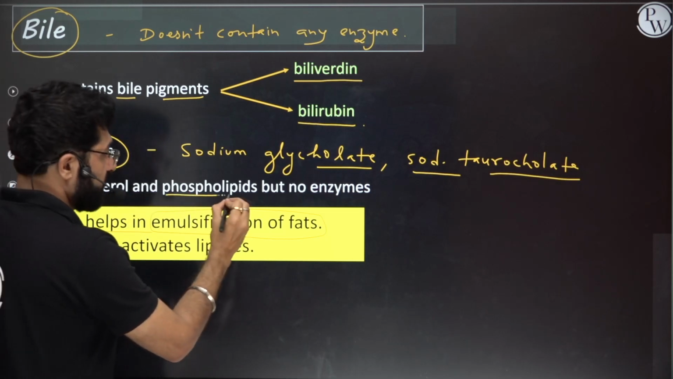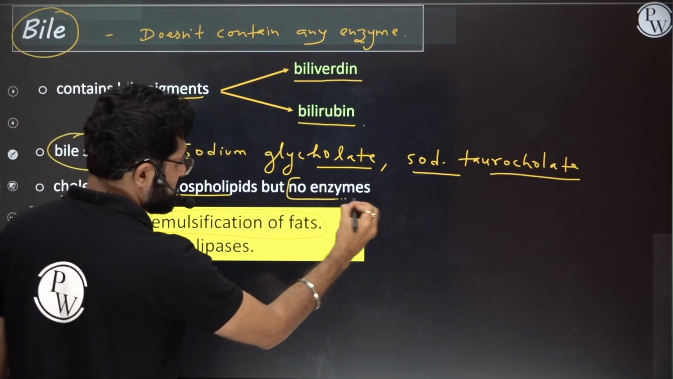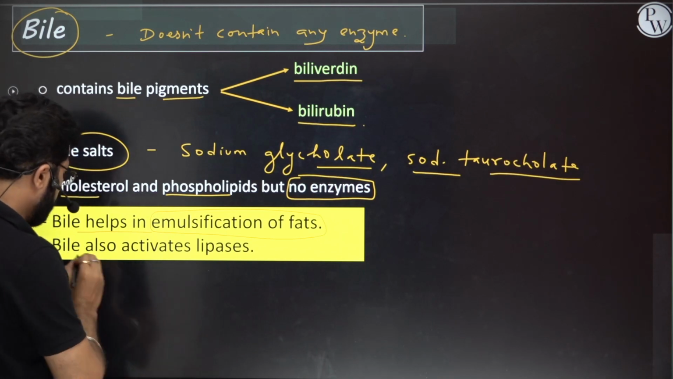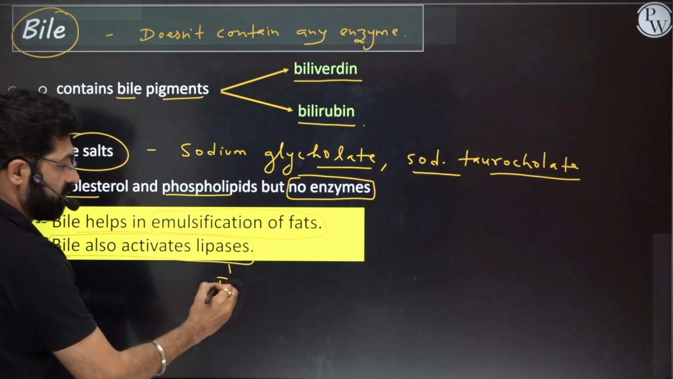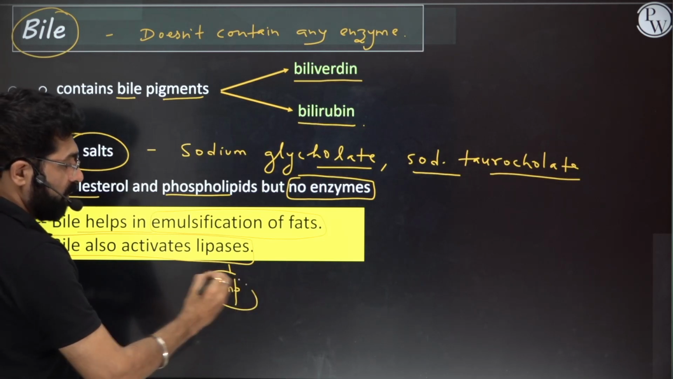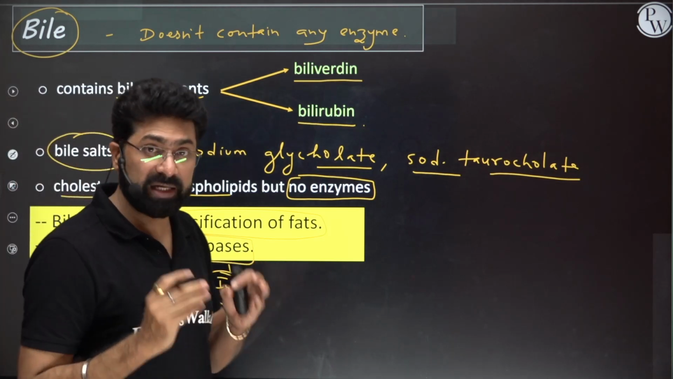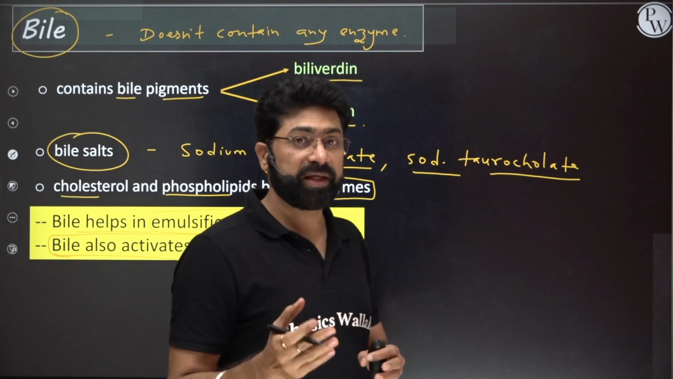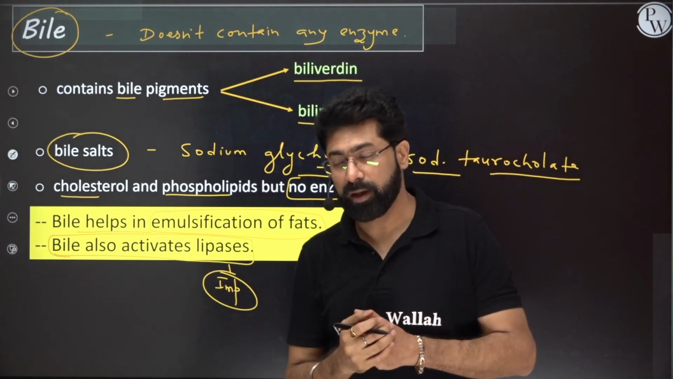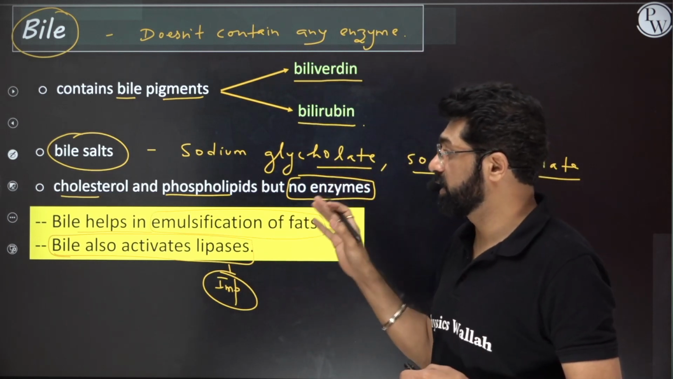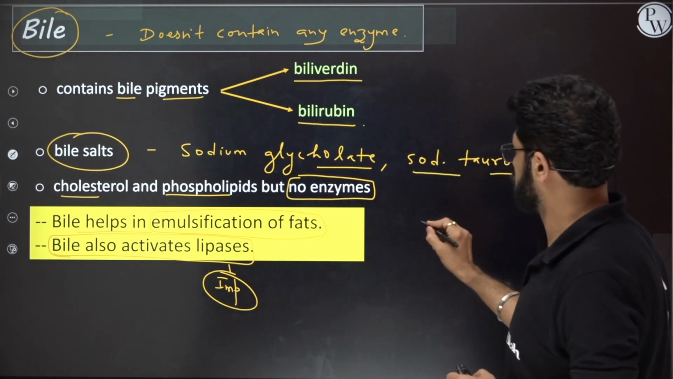Cholesterol and phospholipids are present in bile, but no enzymes are present in bile. Bile also activates lipases. Very, very important point here, which is given in NCERT. So bile is the only one which is going to activate lipases. Otherwise, digestion of fats is not possible anyway. Even bile has bacteriostatic function, so you can write that also.